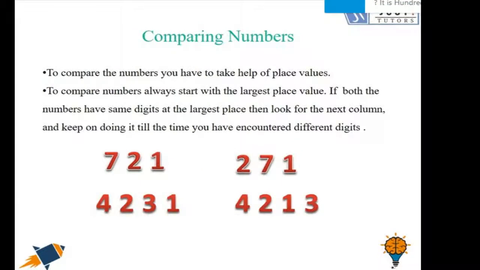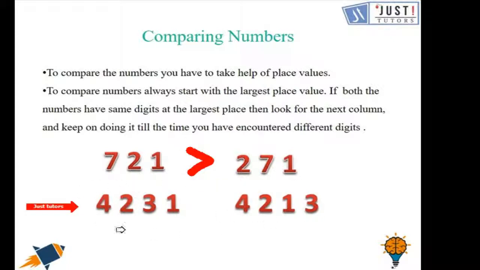Now let's proceed and see how can we compare numbers. To compare the numbers, you have to take the help of place values. And to compare the numbers, you should always start from the largest place value. We will take the example of these two questions. We have 721 here and 271 here. So the largest place value here is 7, which lies in the hundreds column, and here it is 2, which lies in the hundreds column again. So if you notice, 7 is more than 2, therefore 721 will be more than 271. So we would place the greater than symbol here.